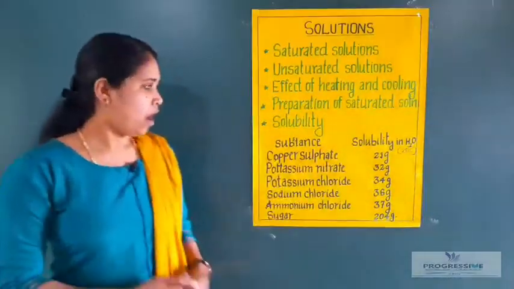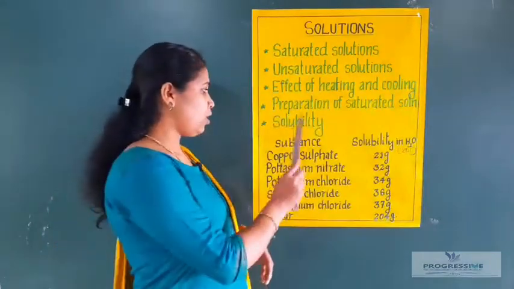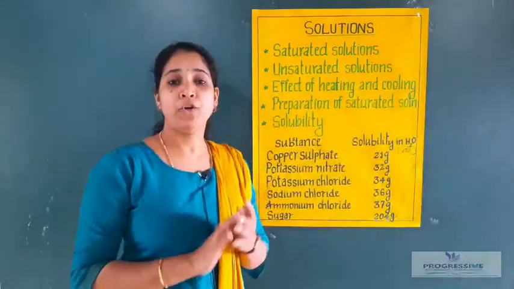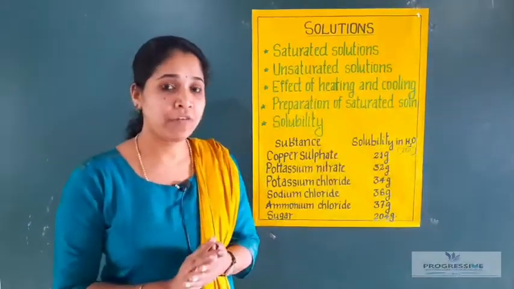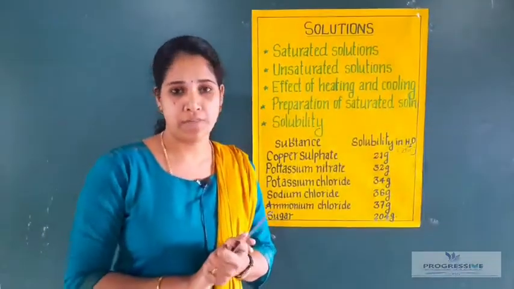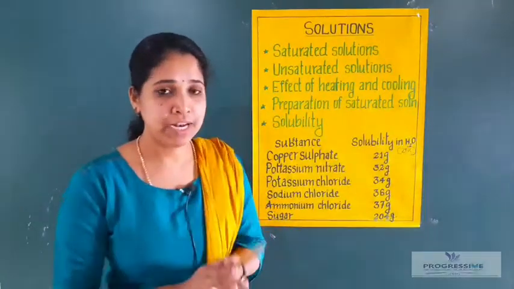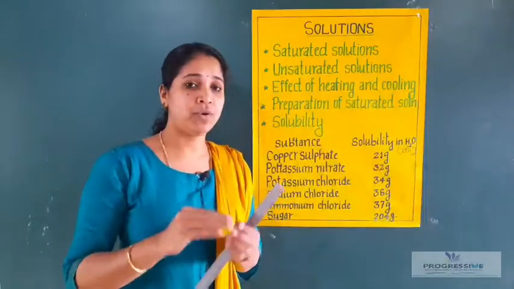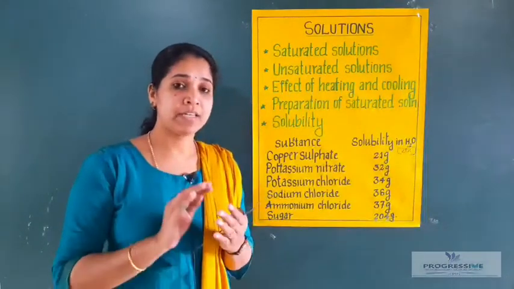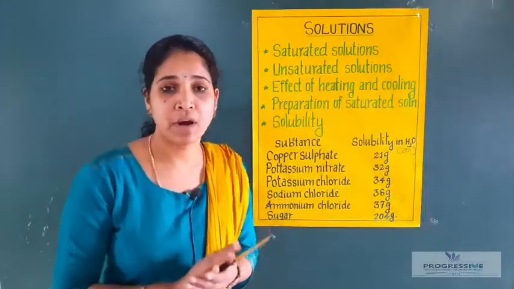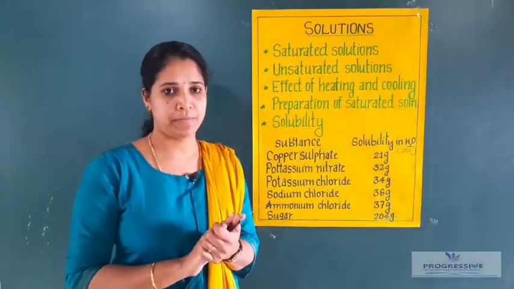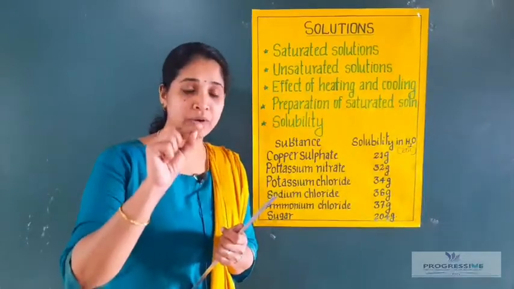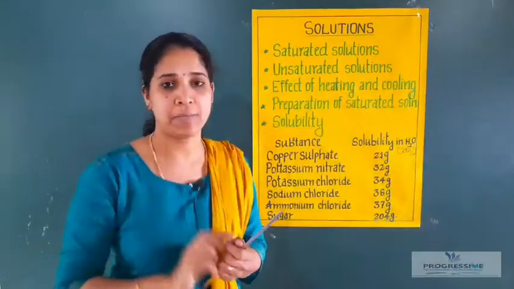Our next topic is solubility. Solubility is the maximum amount of solute that can be dissolved in 100 grams of the solvent at a particular temperature. So, that is the solubility of that solute in a particular solvent at a specific temperature.